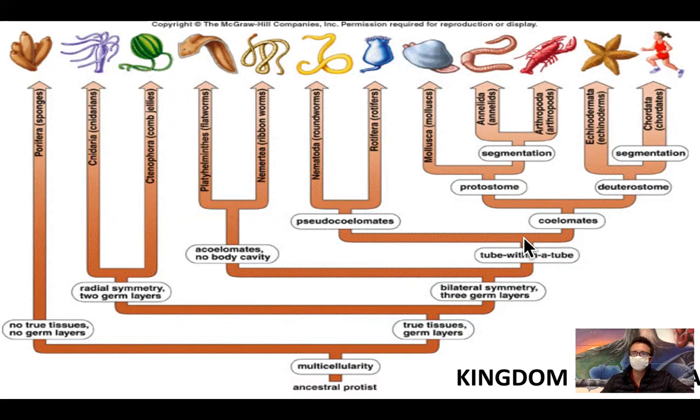What animals have tubes within a tube? Well, everything from this little roundworm over. So does the platyhelminthes have a tube within a tube? You go down here, nope, right? So they have no body cavities. These are really interesting animals, by the way.